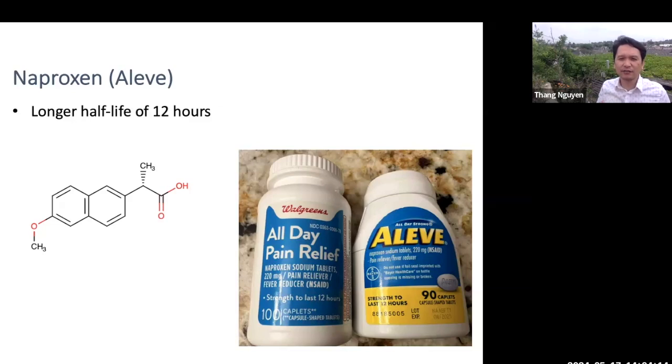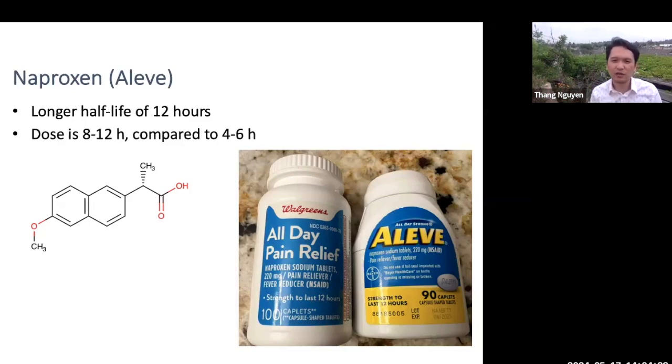So it takes a longer time for your body to clear Aleve, so then Aleve or naproxen can take effect for longer times. Therefore, the time between doses is also less. So compared to 4 to 6 hours with ibuprofen and aspirin, for naproxen, the dosage is between 8 to 12 hours. That's why it's advertised here as an all-day pain relief, because it lasts longer in your body, basically. But again, it does similar things.